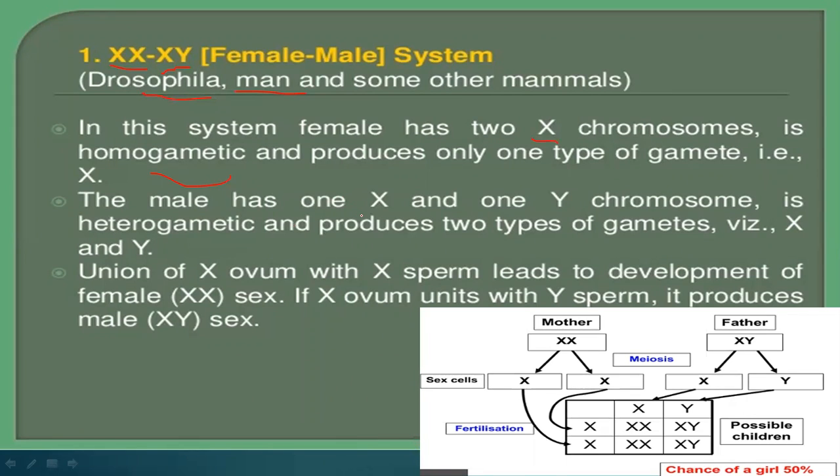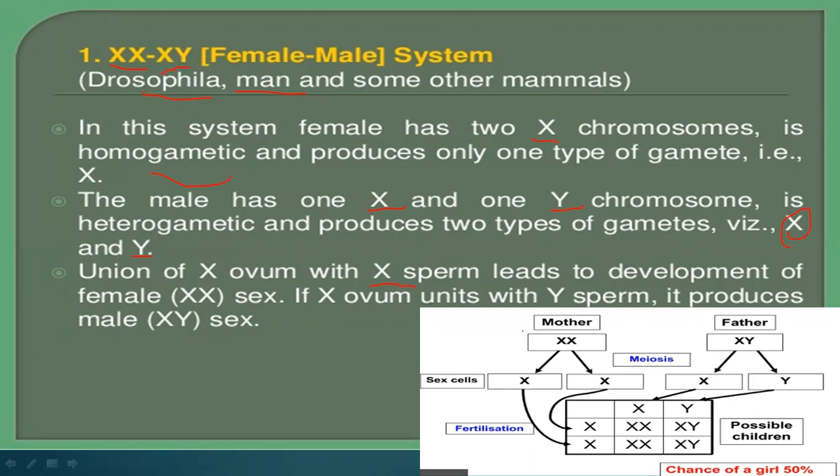In male, that is heterogametic, one is X and the other is Y chromosome. So it is producing two types of gametes, that's why it's called heterogametic. Some gametes are having X chromosomes and some are having Y chromosomes. So if an ovum having an X chromosome unites with an X sperm, that leads to the development of a female, because both are XX.